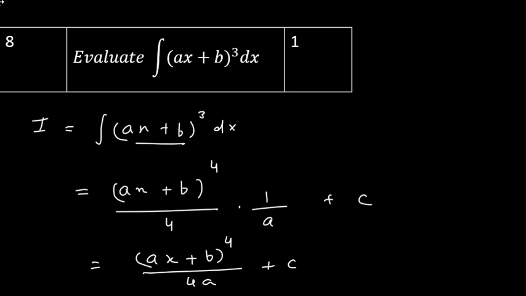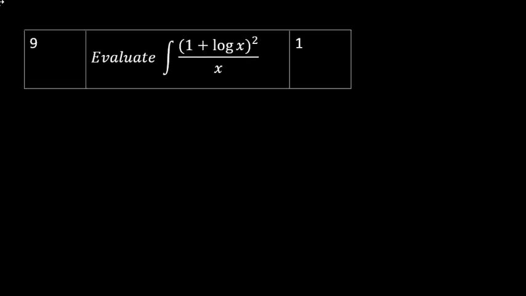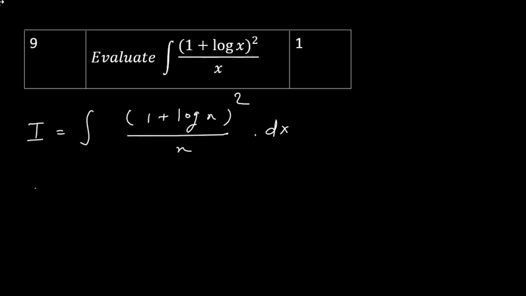Now let us see the ninth question. Here it is 1 plus log x the whole square upon x. First I will write the question. It is I equal to the integration of 1 plus log x the whole square, whole divided by x, dx. Let 1 plus log x be t. So the derivative of 1 is 0, the derivative of log x is 1 upon x, so it is 1 upon x dx is equal to dt.